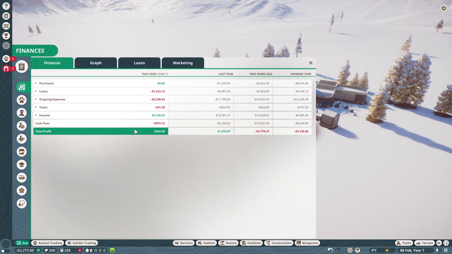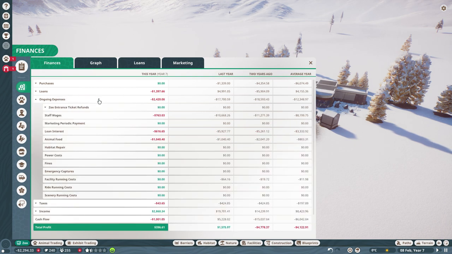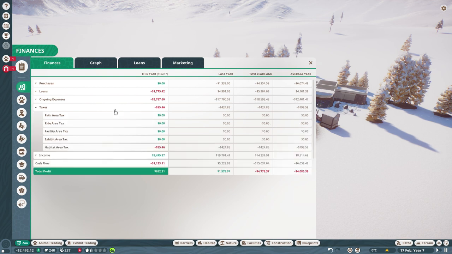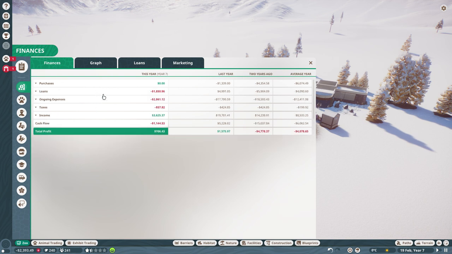Finances. Cash flow is so bad right now, guys. I need a miracle to happen. Like, honestly. A miracle to happen. Staff wages, way less. Animal food is very high. But that is cheap now. Our profit should be going up soon. Wait, taxes. Purchases, none, loans.